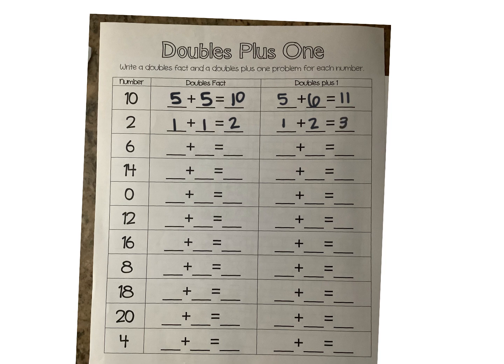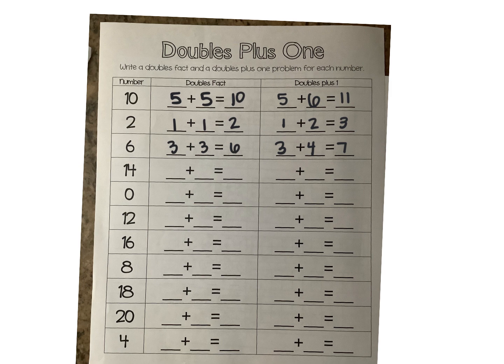Our next number is going to be 6. So what's our doubles fact for 6? It's 3 plus 3 equals 6. So if we wanted to do a plus 1, we would still keep the first 3, but then we would change this to a 4. And now it's going to be what? 7.